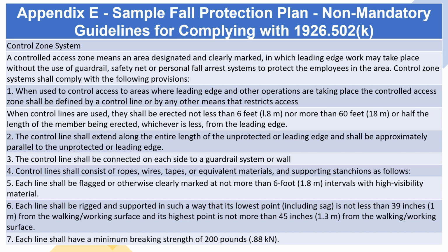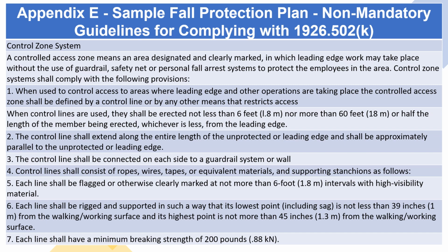1. When used to control access to areas where leading edge and other operations are taking place, the controlled access zone shall be defined by a control line or by any other means that restricts access. When control lines are used, they shall be erected not less than 6 feet, 1.8 m, nor more than 60 feet, 18 meters, or half the length of the member being erected, whichever is less, from the leading edge.